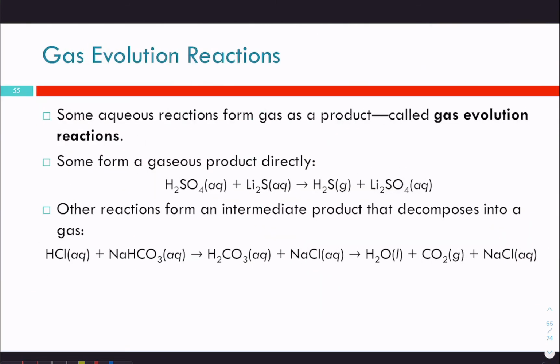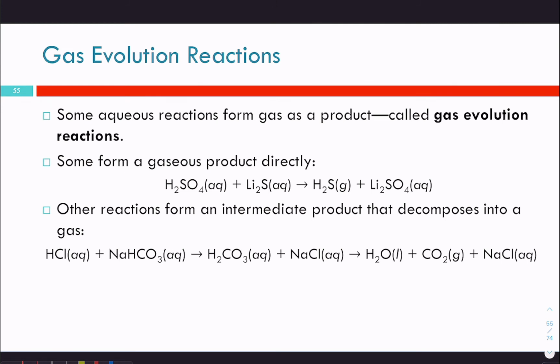A few more types of reactions to get through. Gas evolution reactions are reactions that make a gas. Some of them do this directly, so you can get hydrogen sulfide. So if you get sulfide and then a source of hydrogens like an acid, one of your products is hydrogen sulfide, that's a gas evolution reaction. That is the only one that forms it directly, though. The rest of the gas evolution reactions that we cover have an intermediate.